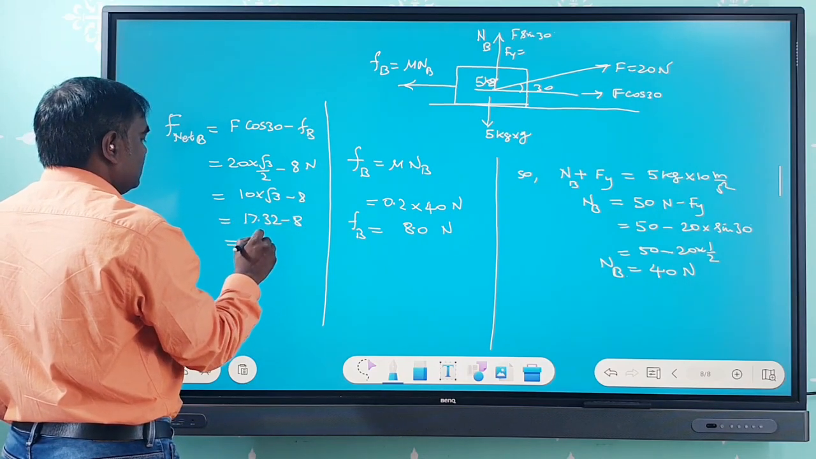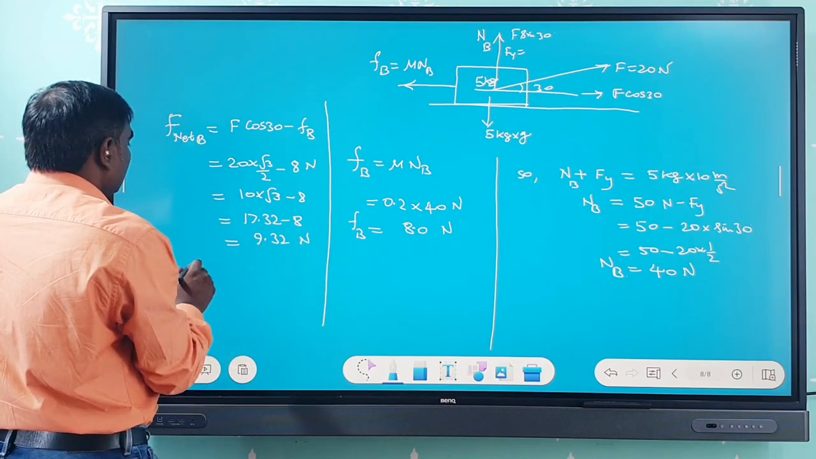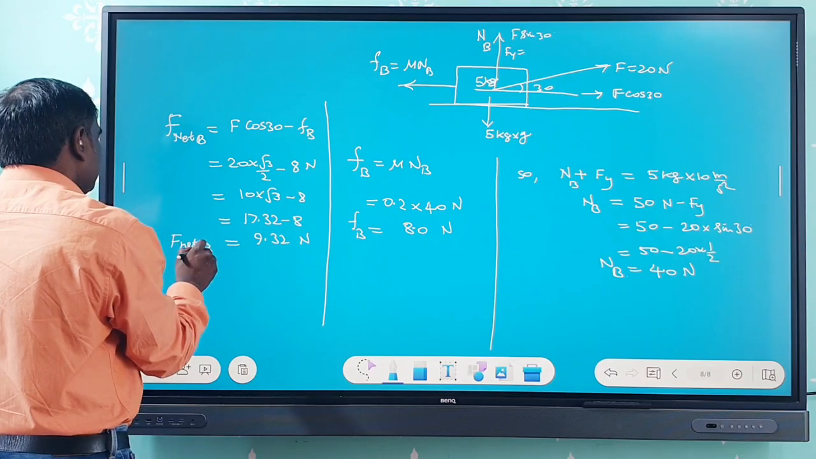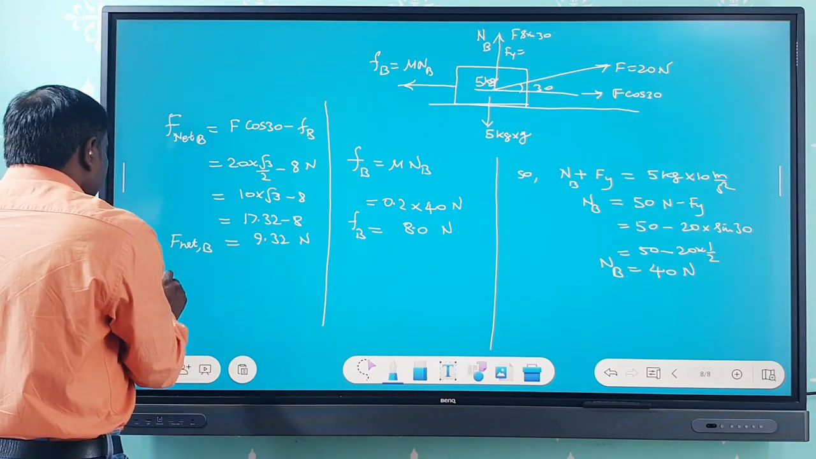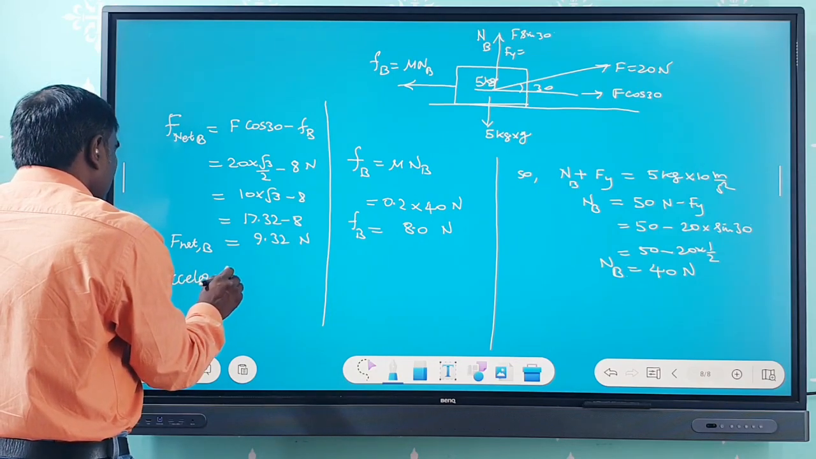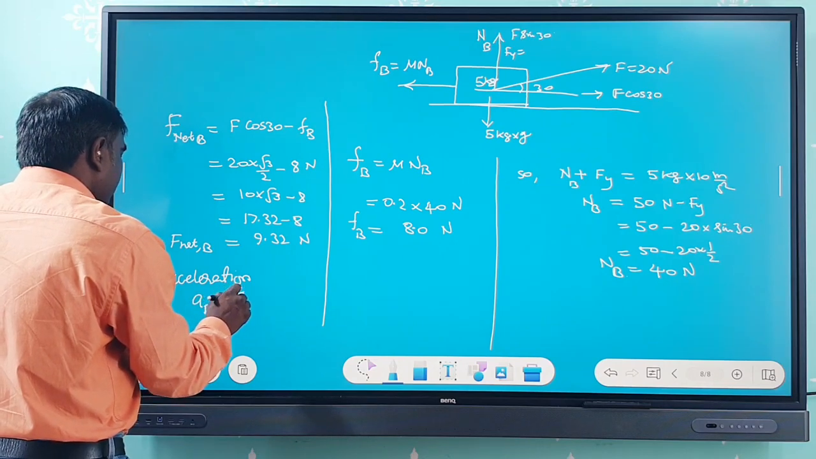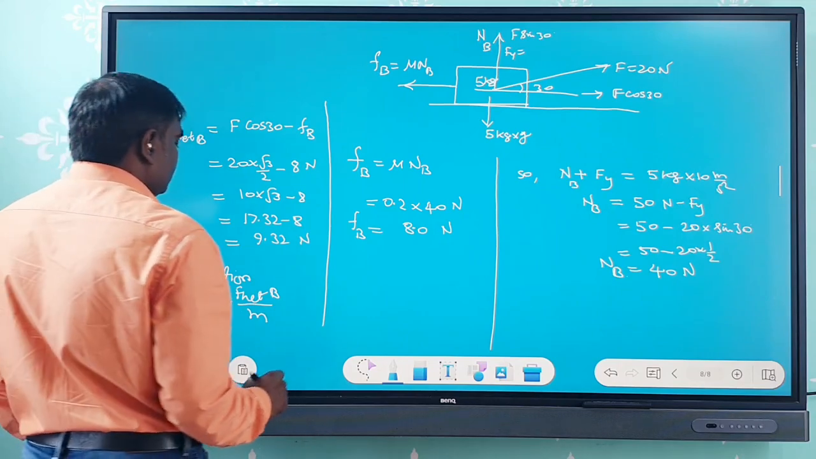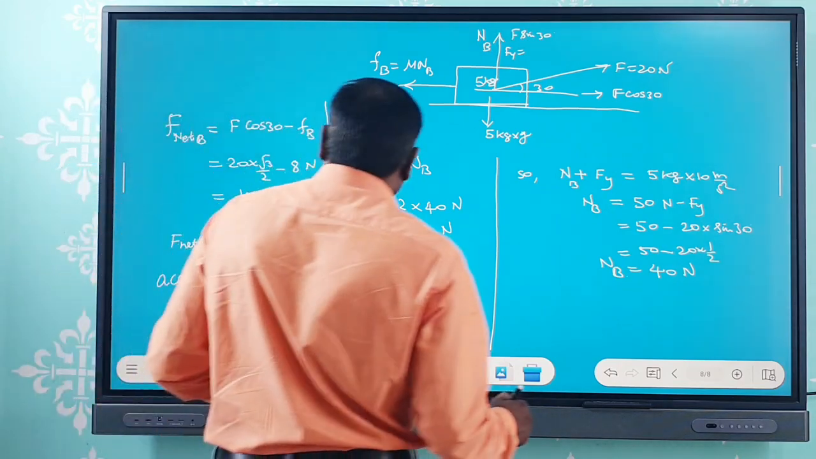That means 9.32 Newton. So this is the F net in case of B. So the acceleration produced in case of B, aB, is equal to F net B upon mass. So our mass is 5 kg.